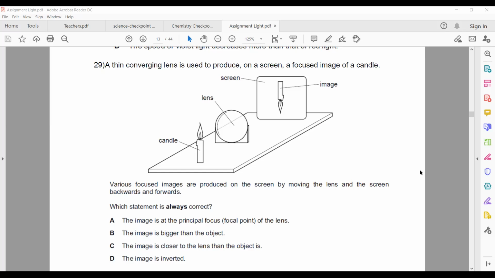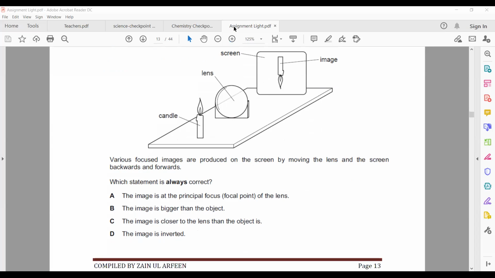A thin converging lens is used to produce on a screen a focused image of a candle. Various focused images are produced on the screen by moving the lens backward and forward. Which statement is always correct? The image is at the principal focus of the lens. The image is bigger than the object. The image is closer to the lens. The image is inverted. If we are forming an image on the screen, a real image by the lens, what is always true?